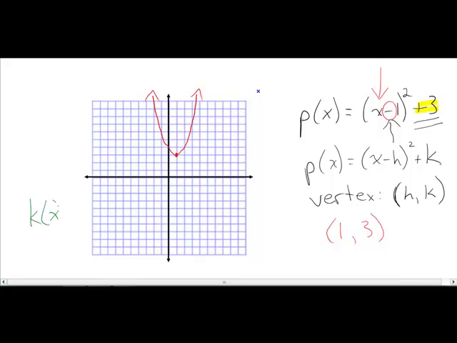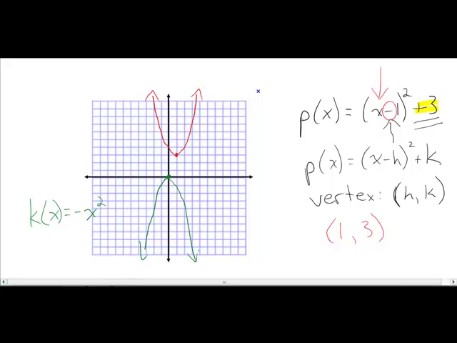K of x is equal to negative x squared. Now, here's the deal. There's no shifting going on. There's nothing being added horizontally or vertically. So the vertex is at 0, 0. I'm going to put a green dot at 0, 0. But then there's this negative sign in front of it. This is where a reflection comes from. If the x squared term is negative, you've got a reflection. So now instead of opening up, this thing opens down and looks like this.